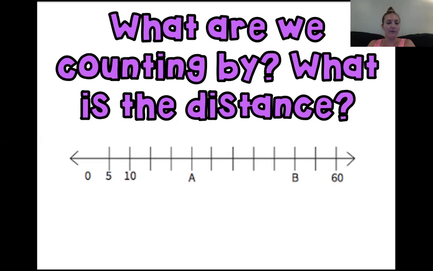We have 0, 5, 10. What are we counting by? What's the distance between 0 and 5? What's the distance between 5 and 10? They are 5 apart, right? 5, 6, 7, 8, 9, 10. They are 5 apart. So that means I have 10. What would come after 10?